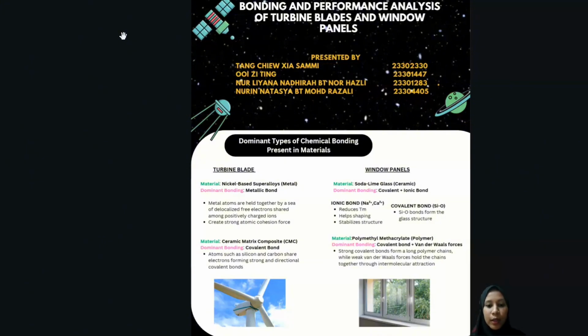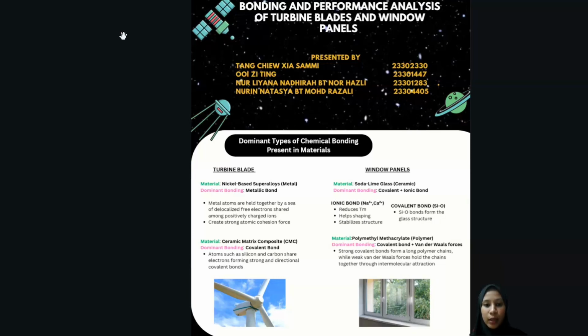Firstly, for the turbine blade made from a nickel-based superalloy, the dominant type of bonding is metallic bonding. In this material, positively charged metal ions are surrounded by a sea of delocalized electrons. These free-moving electrons allow the atoms to stay strongly bonded while still being able to adjust under stress.